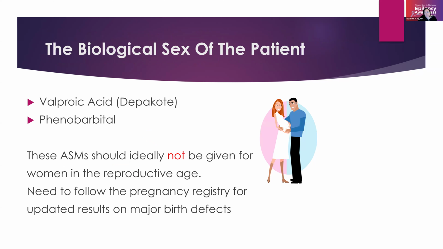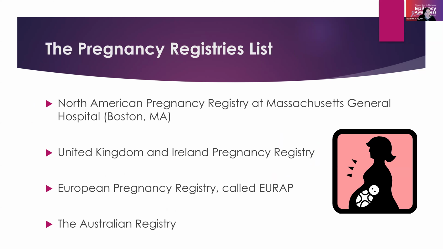So it's very, very important to consider the biological sex of the patients because there are certain anti-seizure medications that can cause fetal malformation, like valproic acid and phenobarbital. So you should really consider ideally not giving these medications to women of reproductive age. So it's important to follow the pregnancy registry for updated results on major birth defects. So here is the listing of the pregnancy registries. There's a North American pregnancy registry at Mass General, the United Kingdom and Ireland pregnancy registry, the European pregnancy registry called EURAP, and the Australian registry.